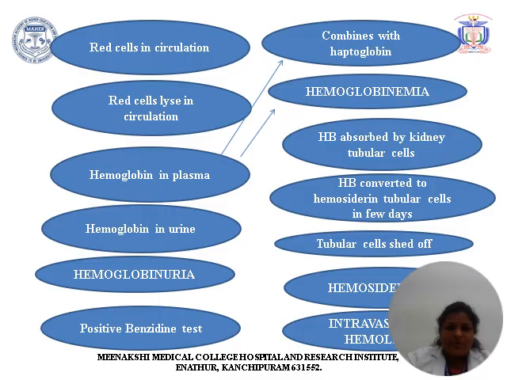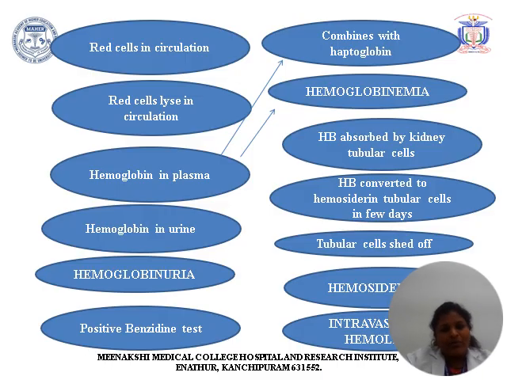And coming to intravascular hemolysis, red cells in the circulation get lysed in the circulation, and then we have hemoglobin in the plasma, and hemoglobin in the urine, resulting in hemoglobinuria, which results in a positive benzidine test. This free hemoglobin in the plasma can combine with haptoglobin.